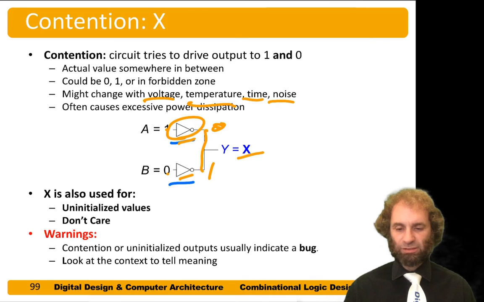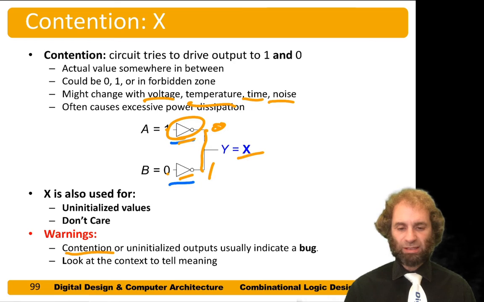So we call this an X. And if you see an X show up in your circuit simulation, that's often a sign of contention, and it usually indicates a bug. Treat those X's pretty seriously and fix those.